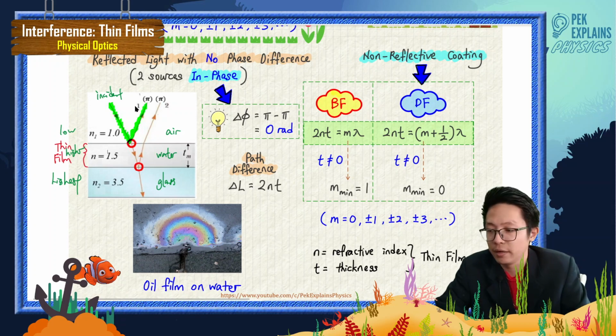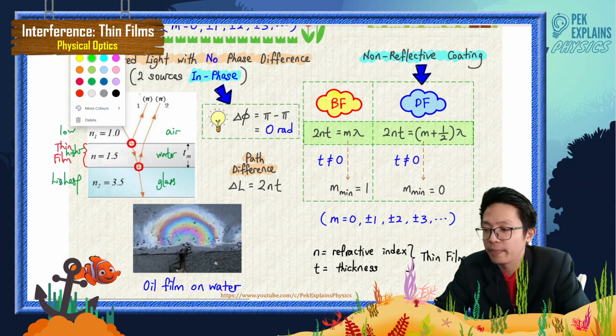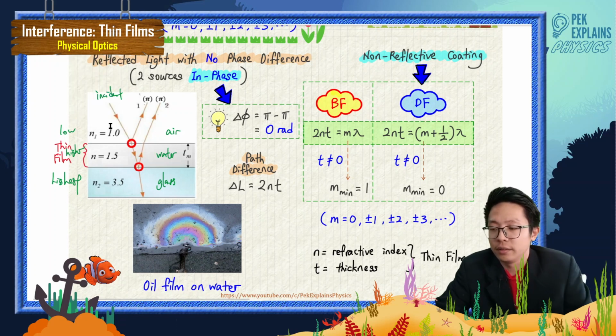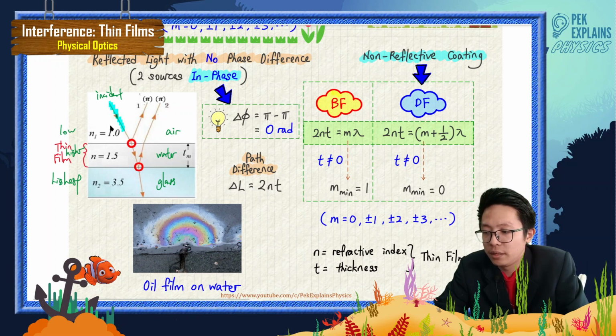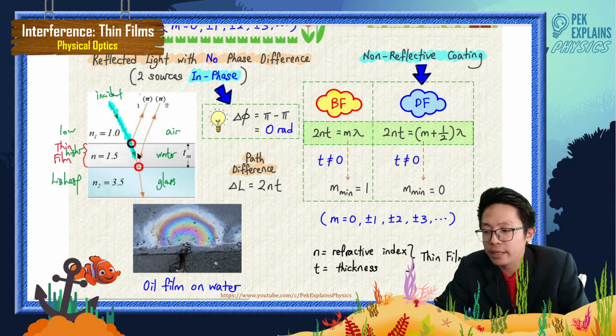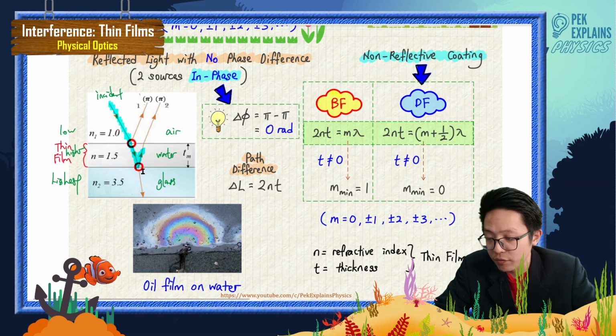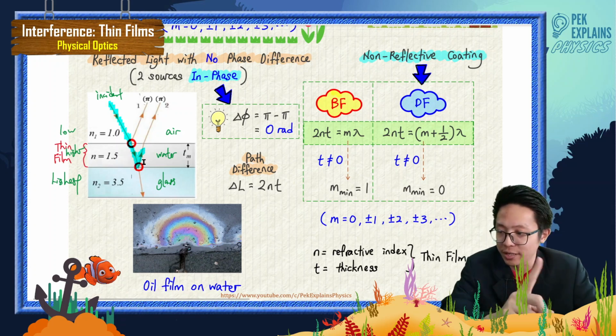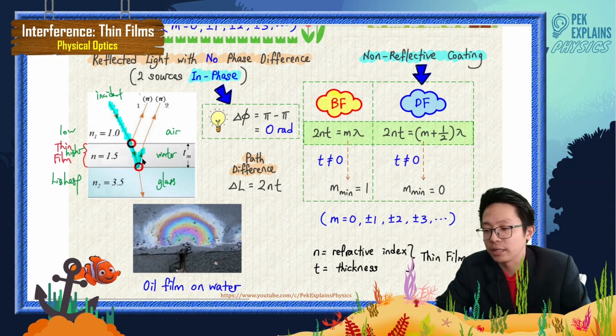Now let's look at the second light. The incident ray comes from air and goes into water. Refraction, no phase change, zero. And then from water it is reflected from glass. It's just like from air reflecting from water. You see that? From water reflecting from glass, there is one time phase change. The second light gets one time phase change already.